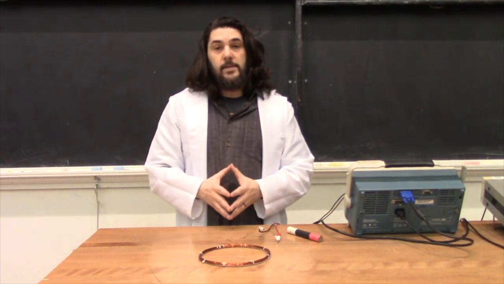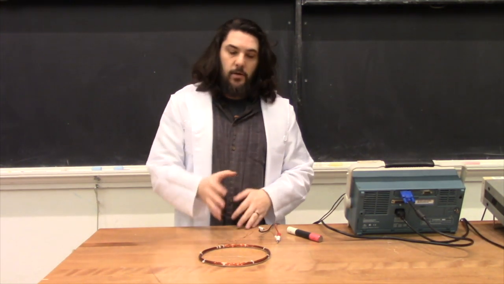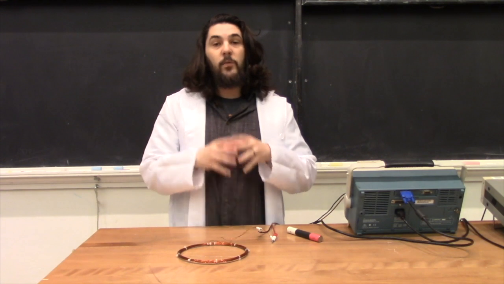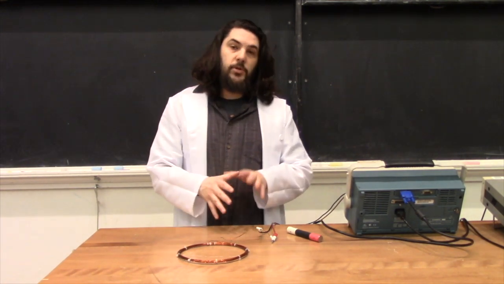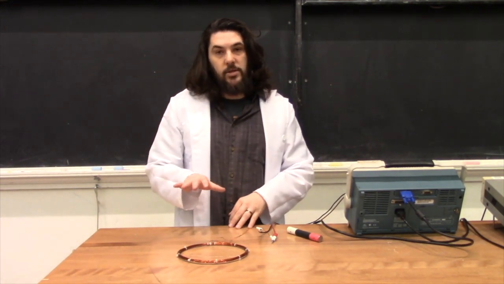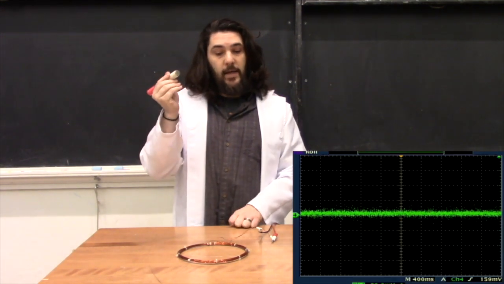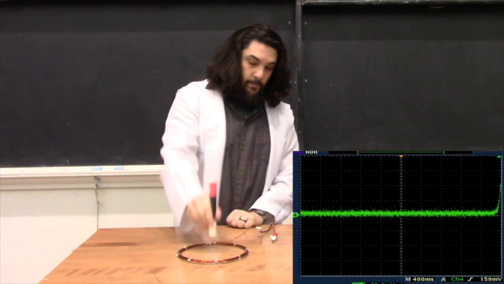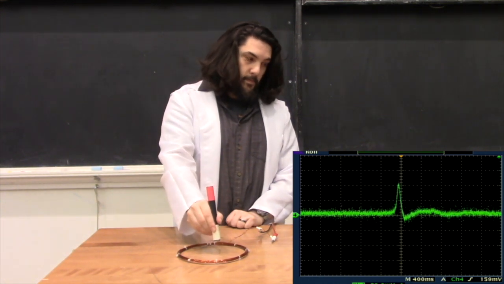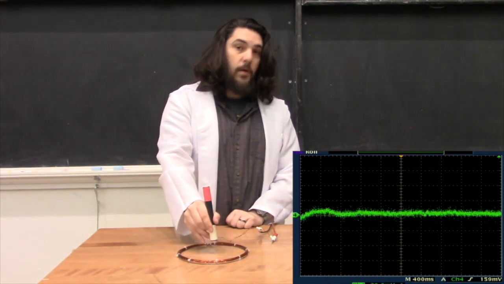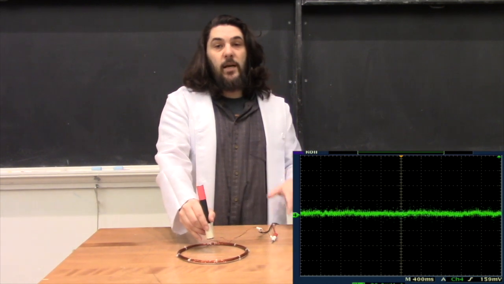Faraday's law tells us that if you change the magnetic field going through a loop of wire, it will induce a voltage proportional to how quickly the magnetic field changes and the strength of the magnetic field change. So if I point a magnetic field directly into the loop, it creates a spike in the voltage.